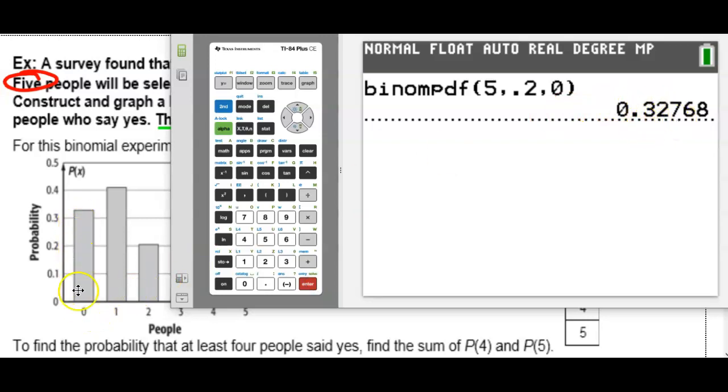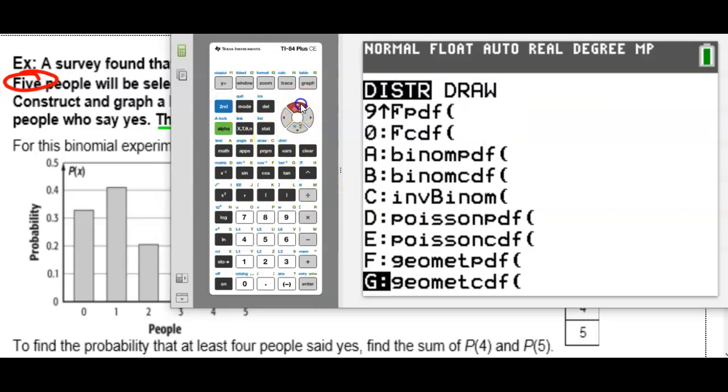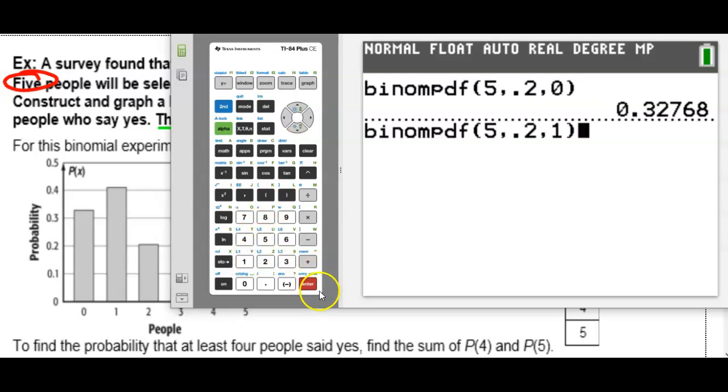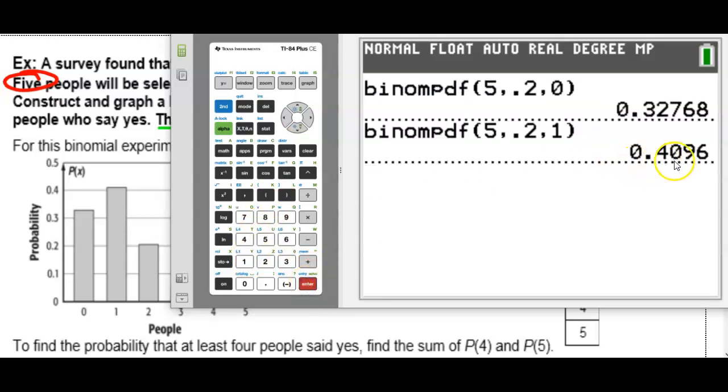I hope that matches what we have over here for bar 0, okay? 0.327. Now, I'm going to do it the long way one more time. Second vars, find A, 5, 0.2, but this time I want 1 person to say they went to the doctor out of the 5. The probability that 1 out of 5 went is 0.41 almost, which is this bar.